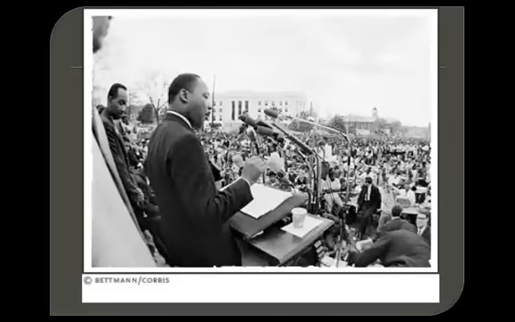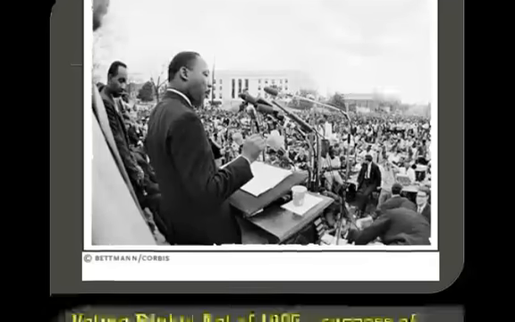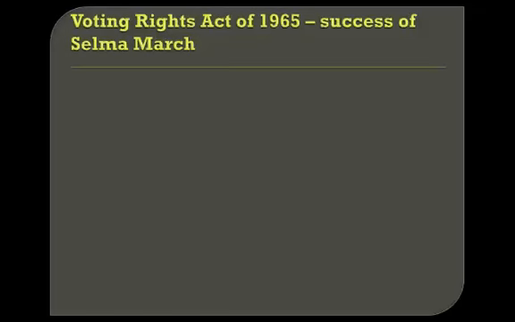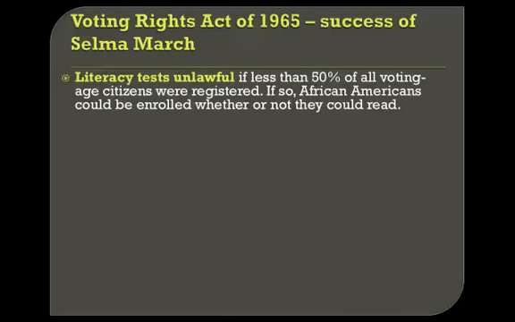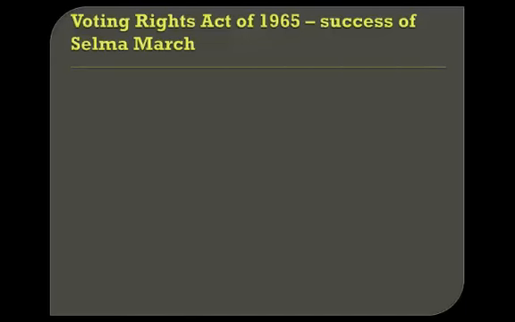But the march went on, and this is Martin Luther King delivering the speech from the steps of the Alabama State Capitol. So next year, another piece of civil rights legislation was passed that was really a result of the success of that Selma March, the Voting Rights Act of 1965. It made literacy tests unlawful. So first of all, a big difference between the 1964 Civil Rights Act and the Voting Rights Act of 1965. The Civil Rights Act was about desegregation in hotels, in the workplace, in places like that, and no discrimination based on gender, sex, religion, national origin, right? Desegregation.